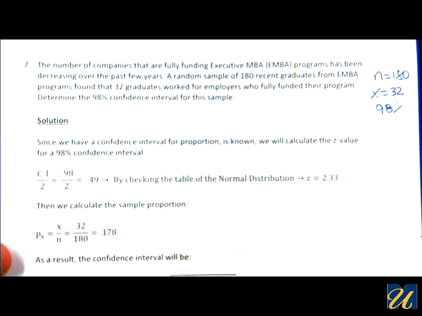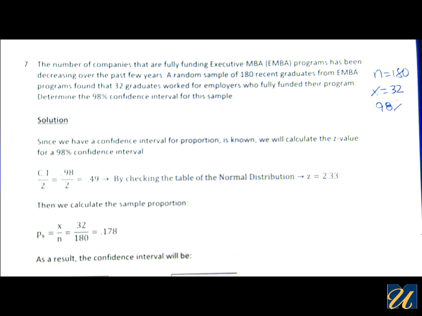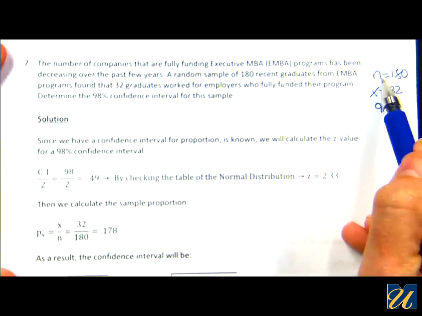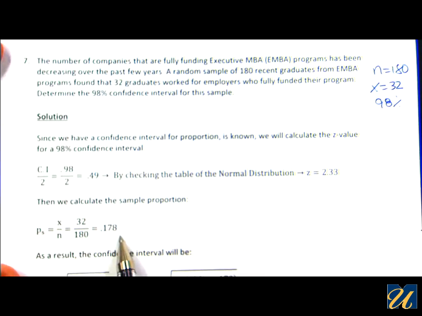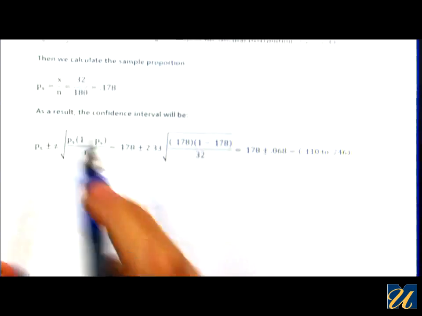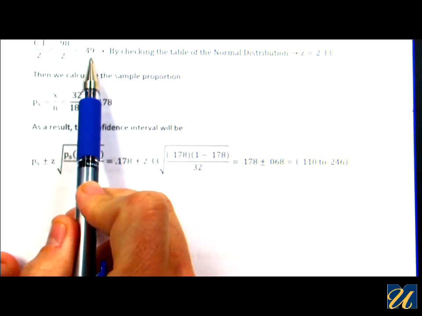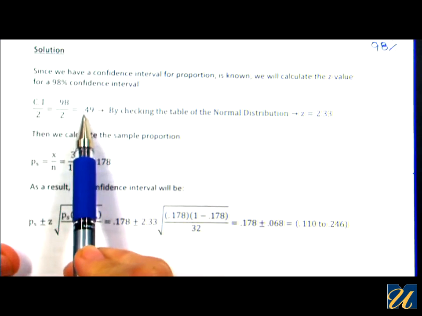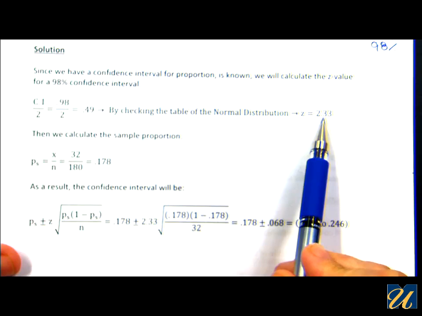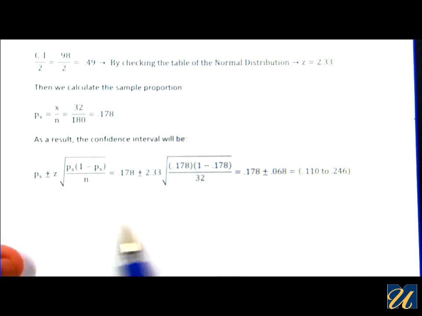If I were to do it manually, I would have to find first the PS. We find the PS, the sample proportion, by taking X over N, 0.178, and then we find the Z value, as we did in case 1, 0.49 corresponds to a Z value of 2.33, and we plug in the information in our formula.